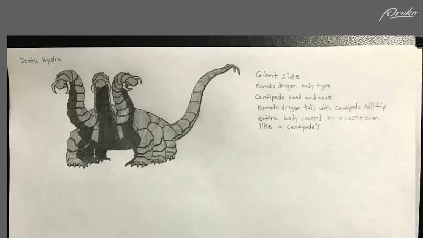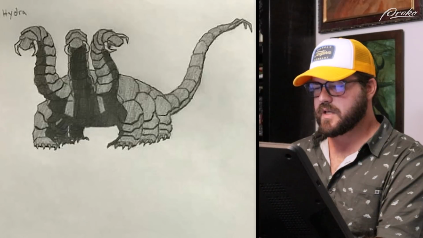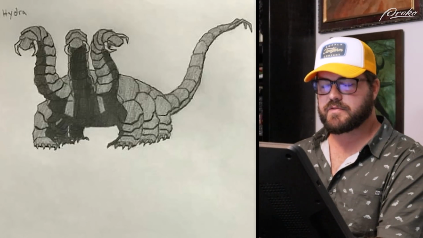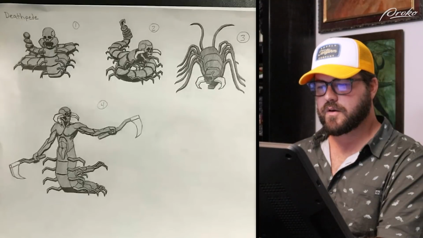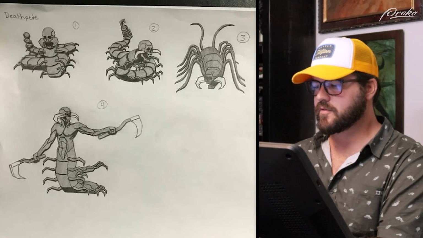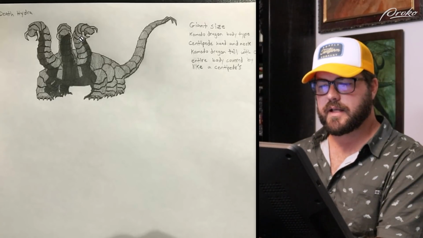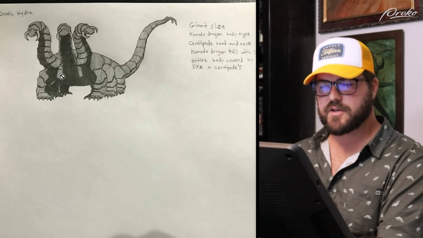The Death Hydra. Komodo dragon body type. To me, this is a good place to do some combination stuff, some kit bashing. Where you've got the skull motif you're using in these other centipedes, we should be bringing that over here into this Hydra character, at least in the central portion, or maybe down here in the chest.